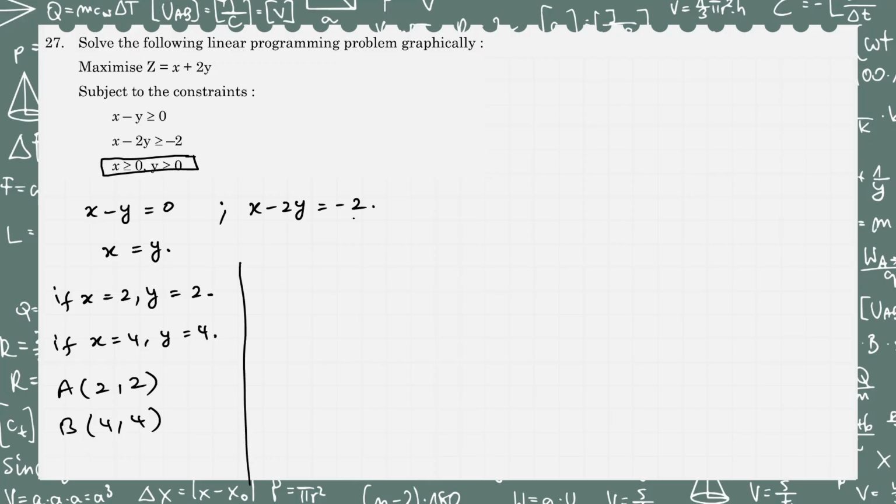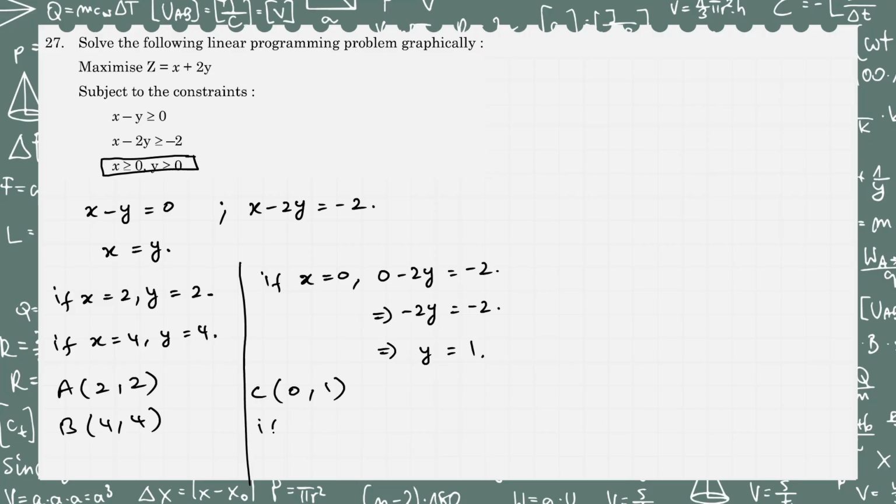The same way, for the next line, if we take x equal to 0, then 0 minus 2y equal to minus 2. That implies minus 2y equal to minus 2, that implies y equal to minus 2 by minus 2, which is 1. So (0, 1) is a point on the line. We can call this point C. Same way, if we take y equal to 0, then x minus 2 times 0 equal to minus 2. So that implies x equal to minus 2. The point will be (minus 2, 0), which is the point D.